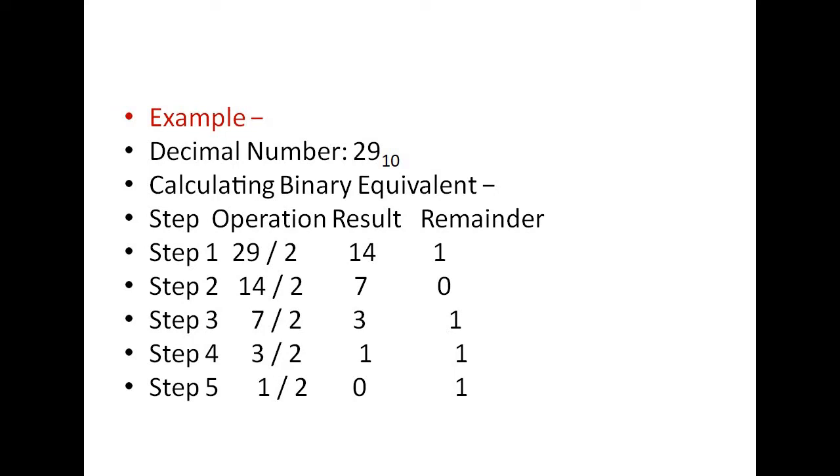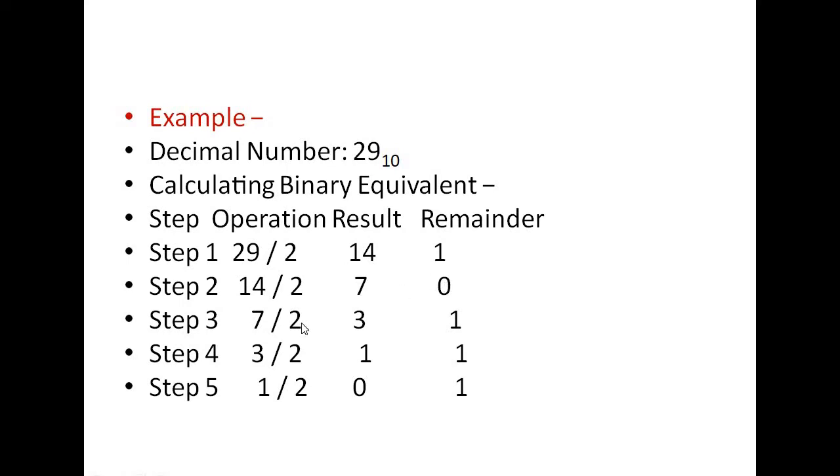Okay, so how can I convert? Now since we convert decimal to binary number system, and binary means 2, so 29 divided by 2. Okay, what is the result? Now 29 divided by 2, the result is 14. And what is the remainder? Remainder is 1. Next, this result is 14. So 14 divided by 2, result is 7. And what is the remainder? 0. 2 7s are 14, the remainder is 0.